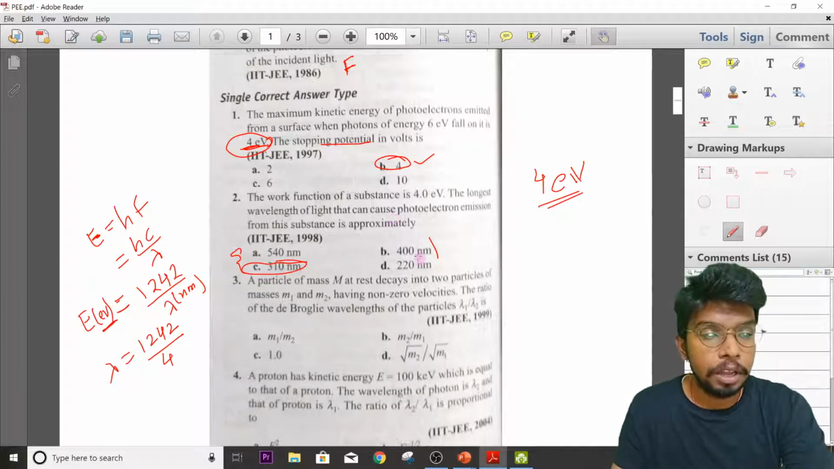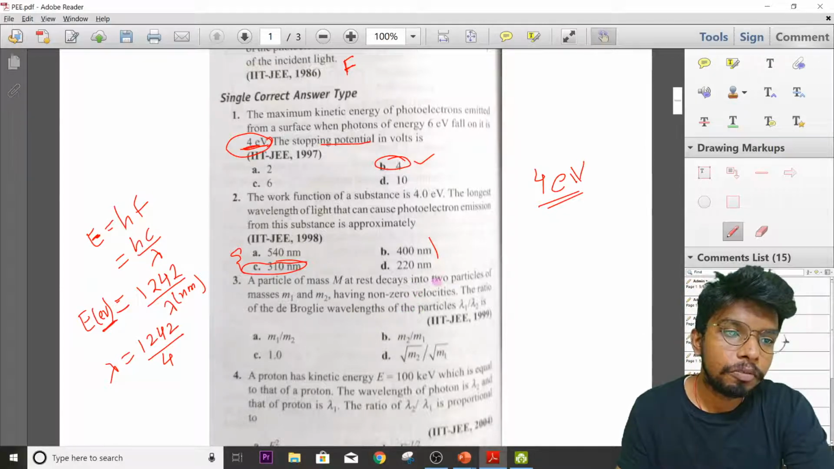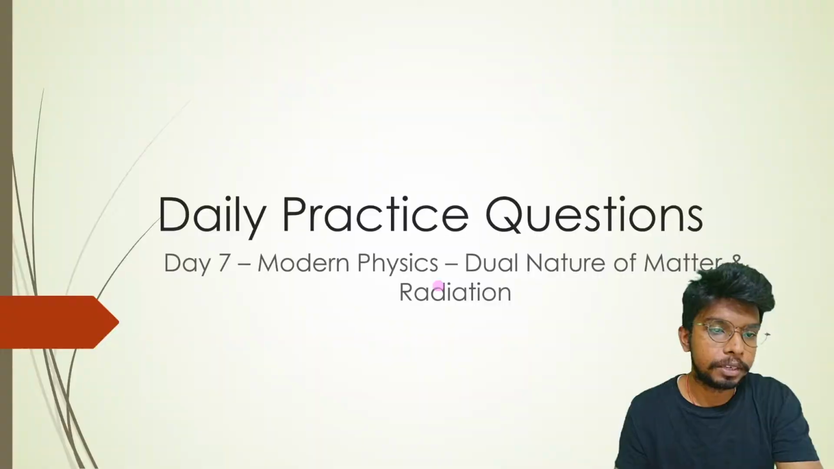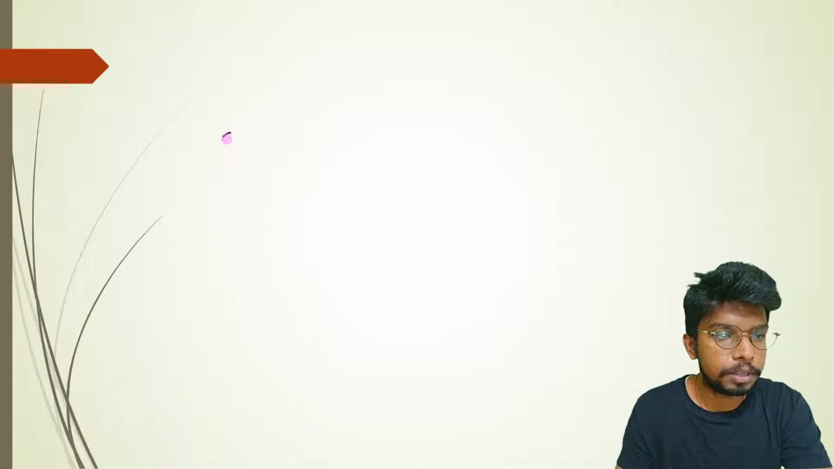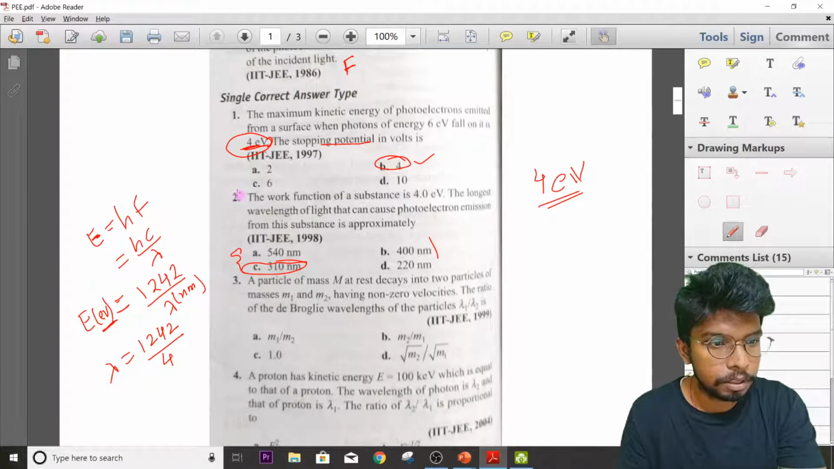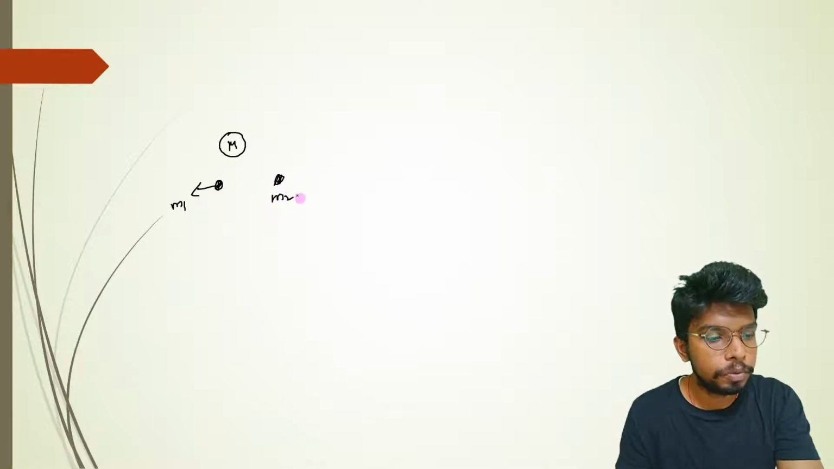A particle of mass m at rest decays into two particles of masses m1 and m2 having non-zero velocities. The ratio of the de Broglie wavelengths of the particles, lambda 1 by lambda 2, is asked. Let's say there is a particle of mass m. It decays into two particles of masses m1 and m2 having non-zero velocities. That means it broke down into two particles, one with mass m1 and another with mass m2, moving with different velocities.